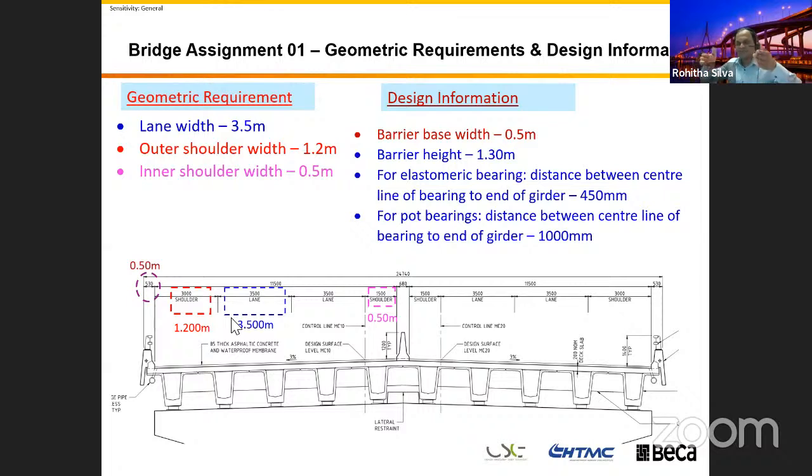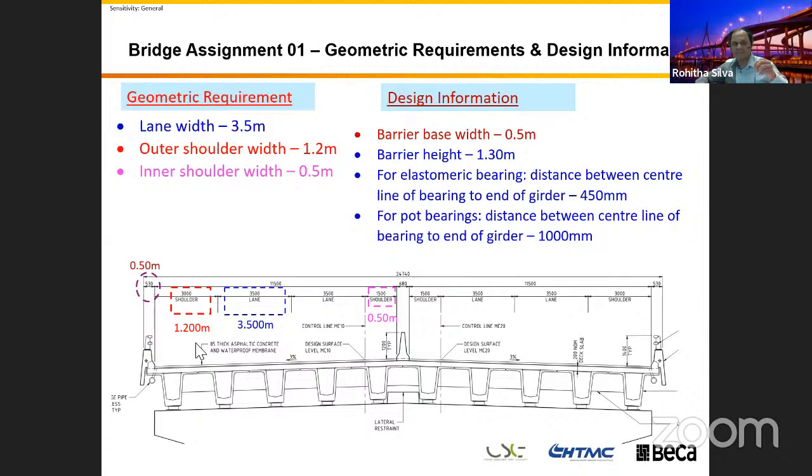When driving on the structure, according to the road design requirement, the side distance and the design speed, you need to have shoulders. There are 2 types of shoulders: the outer shoulder and the inner shoulder. The outer shoulder is 1.2, at the edge. The inner one is close to the median barrier, and that is 0.5. So the shoulders inner and outer, lane width and barrier width are all given. Then you can calculate the width of the bridge to accommodate all those things.